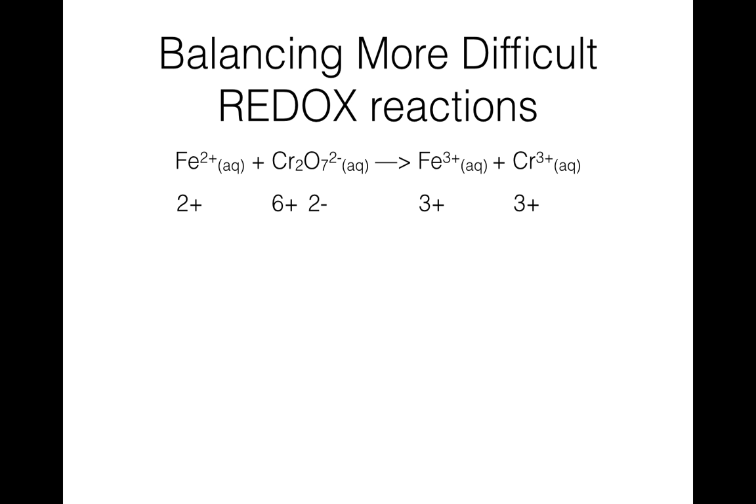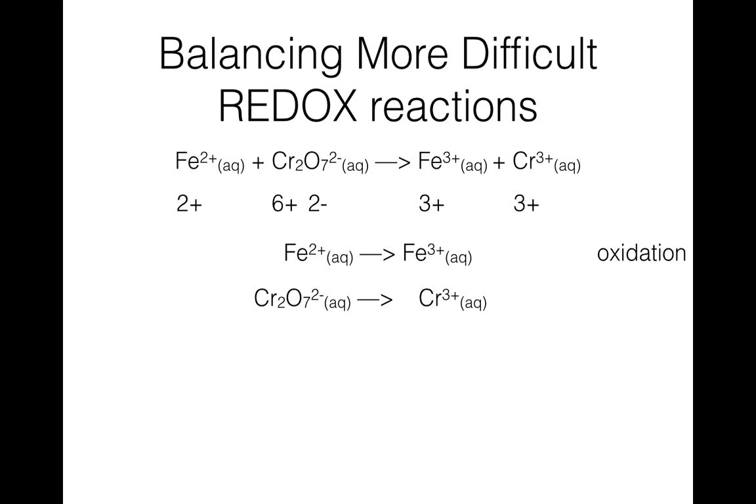So we can now separate this into separate half reactions, where we can look at the iron only, and the iron is going from 2 plus to 3 plus, so that'll be our oxidation half reaction. Then we can look at the dichromate and chromium, and it must be our reduction half reaction.